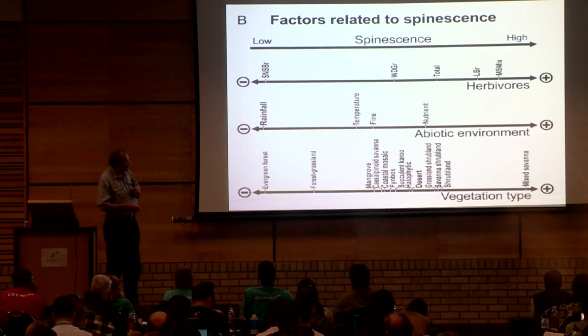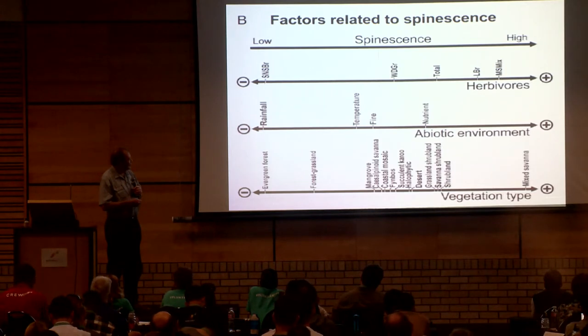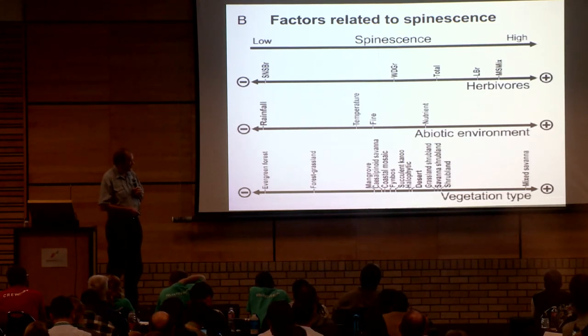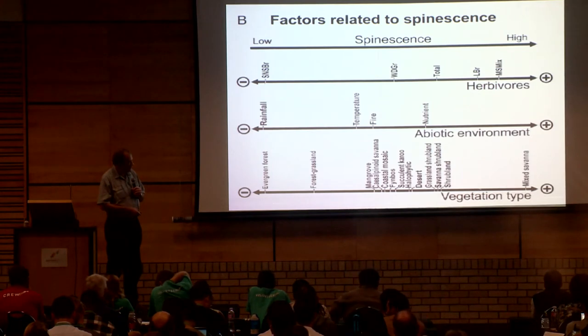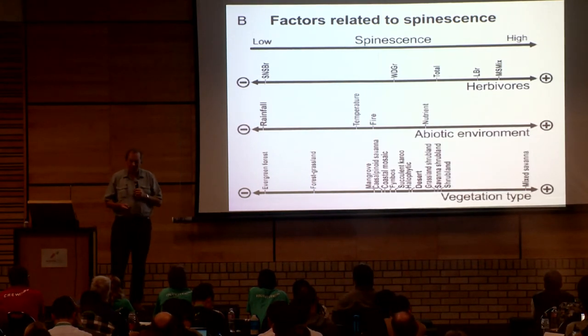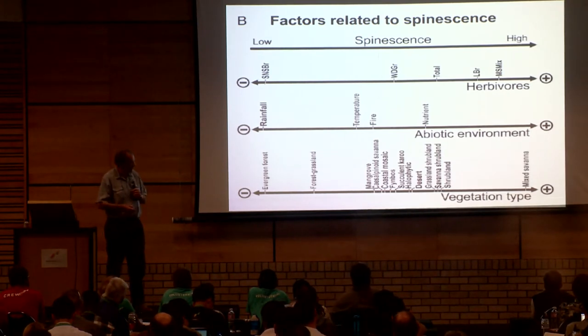In terms of the abiotic environment, they occur where there's high nutrient soils. They're pretty neutral with respect to fire and climate. But in rainfall, they never occur where there's high rainfall. They're always at the drier end of the rainfall gradient. That's where you find spiny plants in Africa. In terms of vegetation, mixed savanna is where you get most of them, and you never find any in these evergreen forests. So quite clear environmental indicators allowing us to reconstruct the past if the past is analogous to the present.